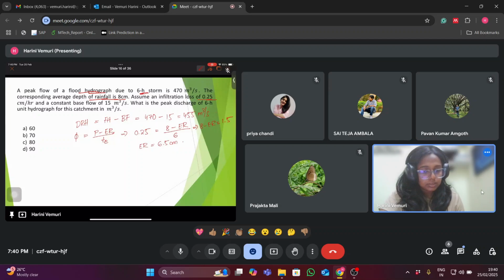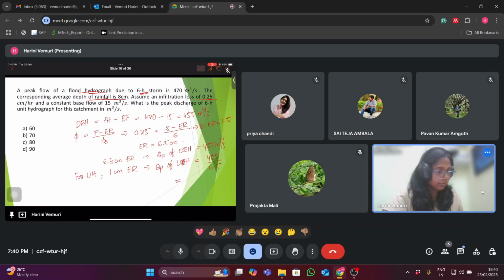So now for 6.5 centimeter excess rainfall, the peak of the direct runoff is 455 meter cube per second. But for a unit hydrograph, we have 1 centimeter excess rainfall. So the peak of unit hydrograph will be 455 by 6.5, which is 70 meter cube per second.